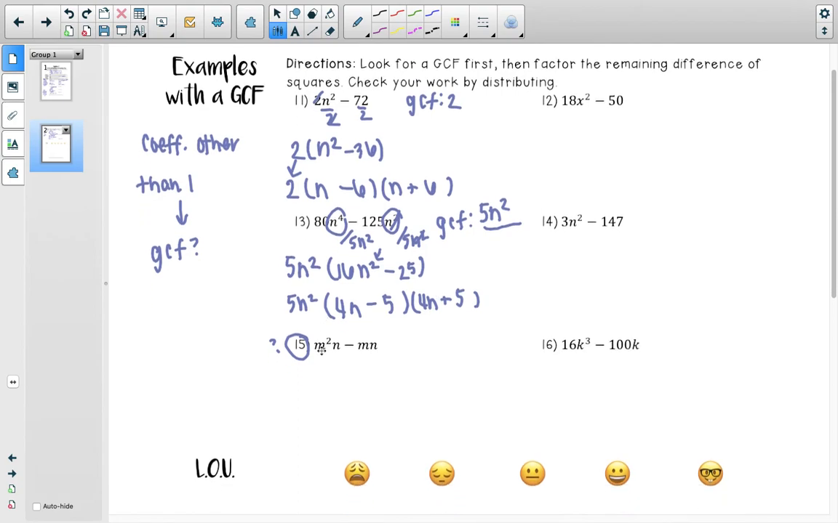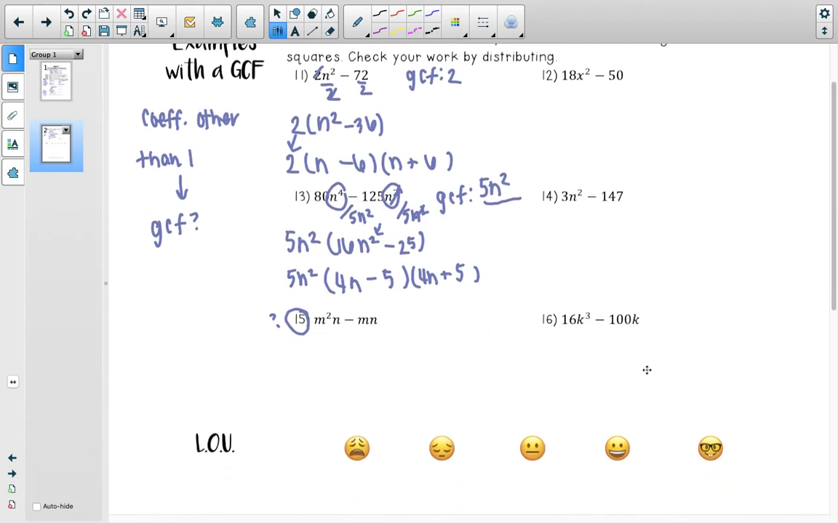Now, number 15 is different than all of these on here. It has a coefficient of 1 both here and here. So technically the greatest common factor numerically is 1, but we don't really have any use for that. It doesn't do anything for us, so we're not really going to use that or write that down. So then we're going to move on to variables. You have 2 m's here and 1 m here. So that means they have 1 m in common. They have an n here and an n here. They both are to the first power, so they have an mn in common. So we're dividing everything by mn.